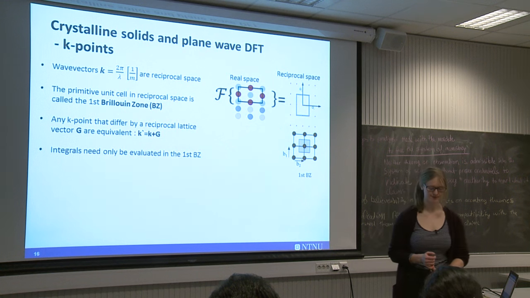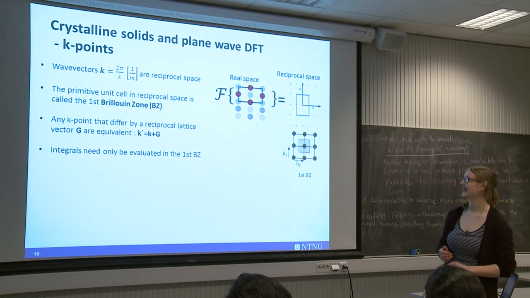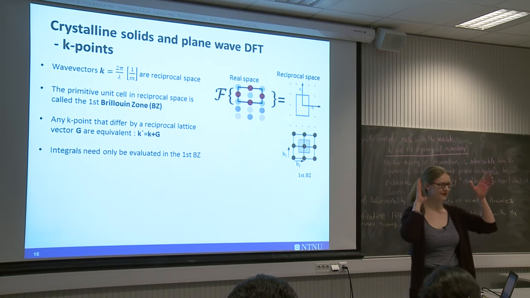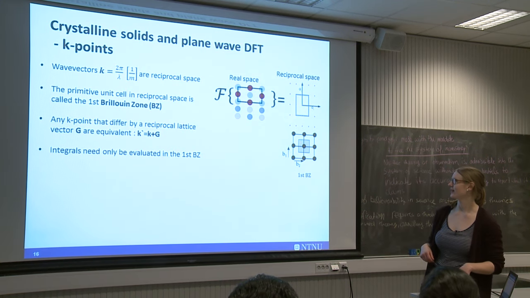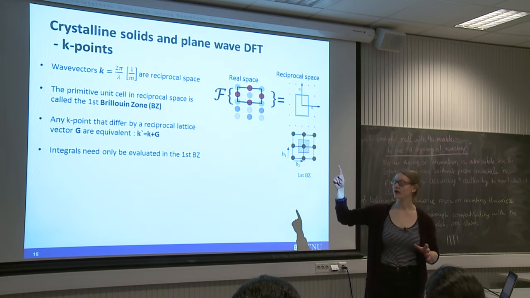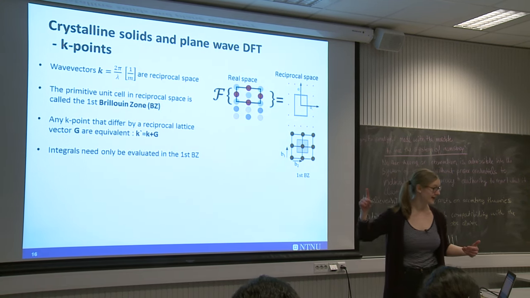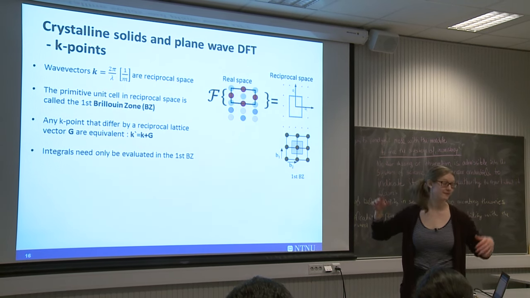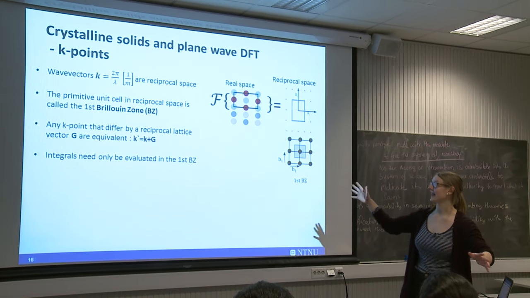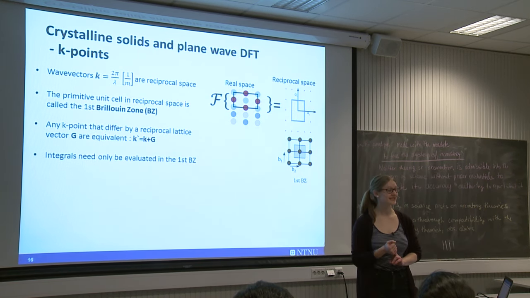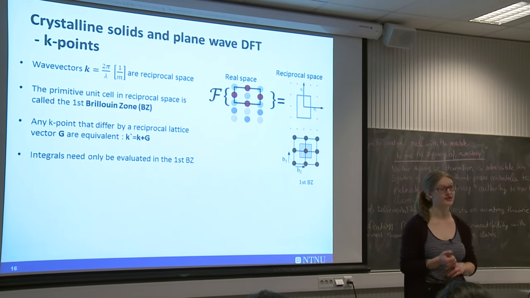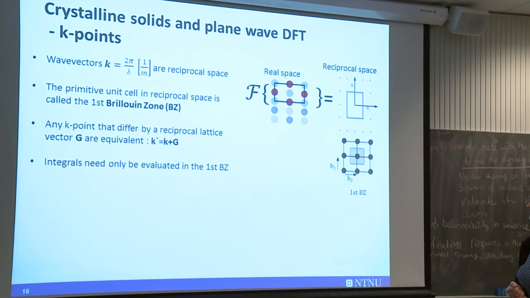Another important concept is K-point sampling. Again, we're in reciprocal space. You just have to have some sort of sense of what that is. Our plane wave vectors span the reciprocal space, and in reciprocal space, the primitive unit cell is called the Brillouin zone, or the first Brillouin zone.